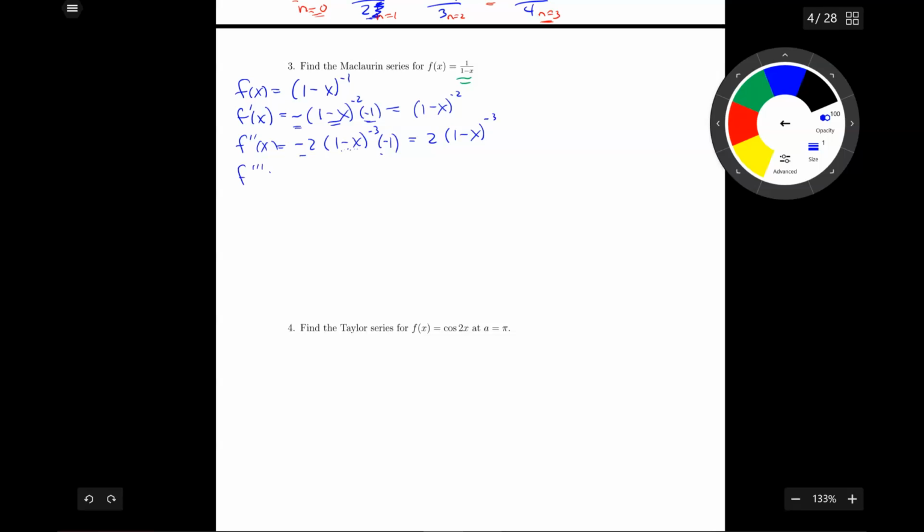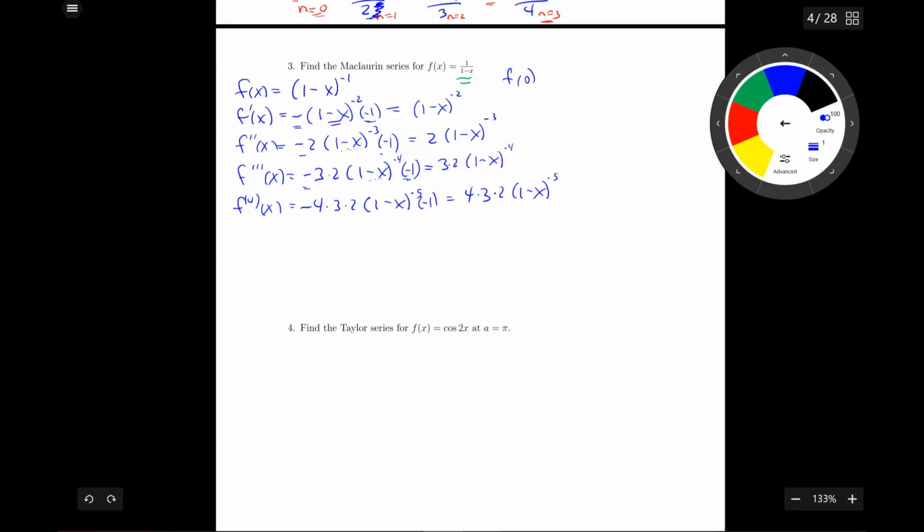Then the third derivative will be a negative 3 times a 2, 1 minus x to the negative 4, times a negative 1 from the derivative of the inside, fix it now, so it's just a 3 times a 2. One more. So I have a negative 4 times the 3 times the 2 times a negative 1. So then it's just 4 times 3 times 2, 1 minus x to the negative 5.